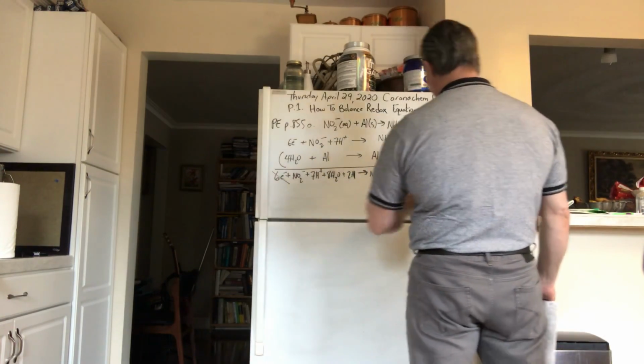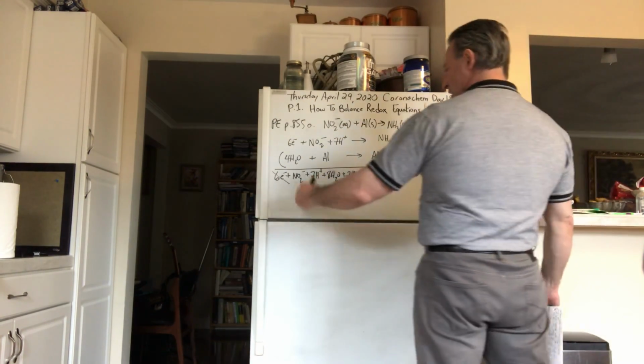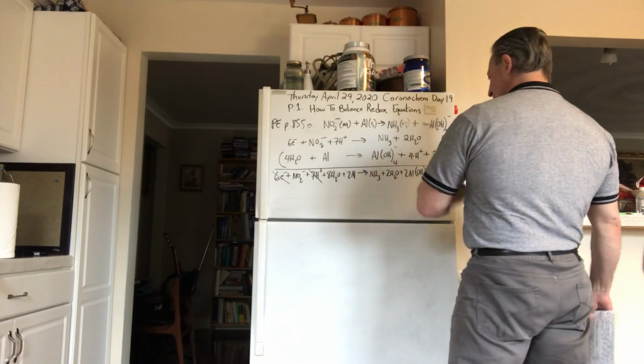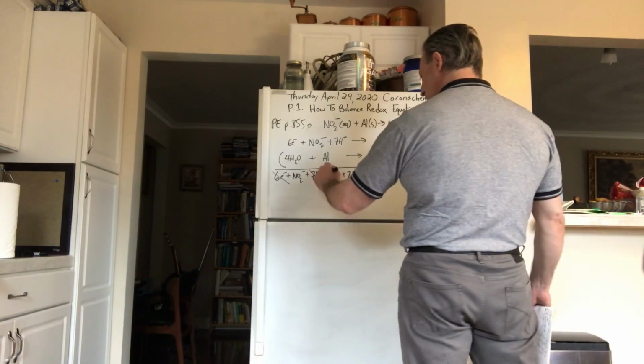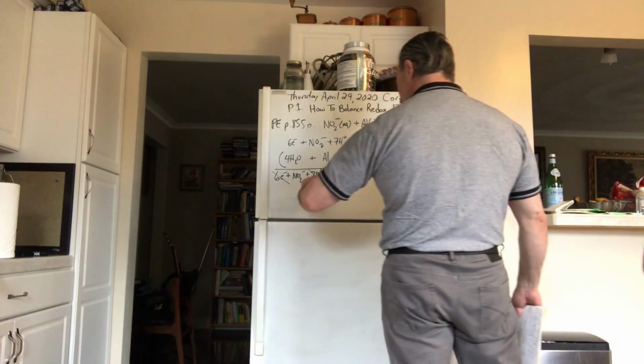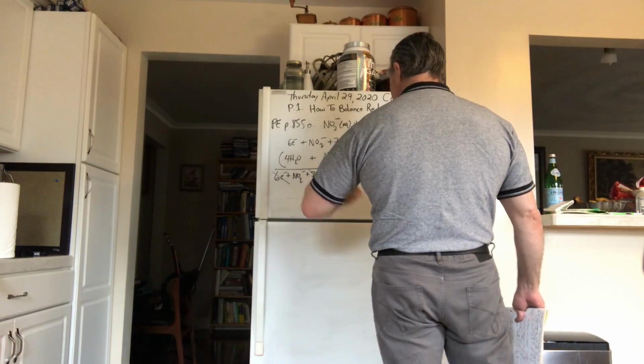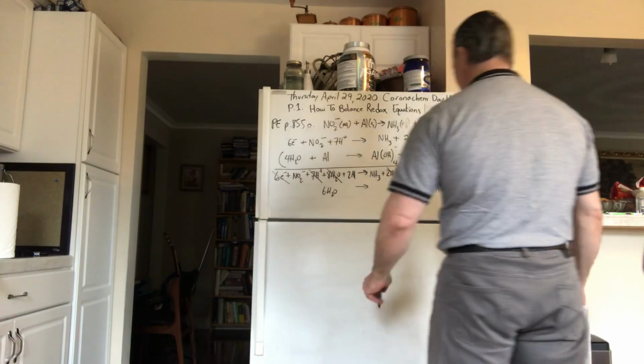So the 6 electrons on both sides will cancel. The 7H plus is partially canceled with the 8H pluses, so you're left over with 1H plus. The 8 waters cancel with the 2 waters, so that you're left with 6 waters. Everything else remains the same.